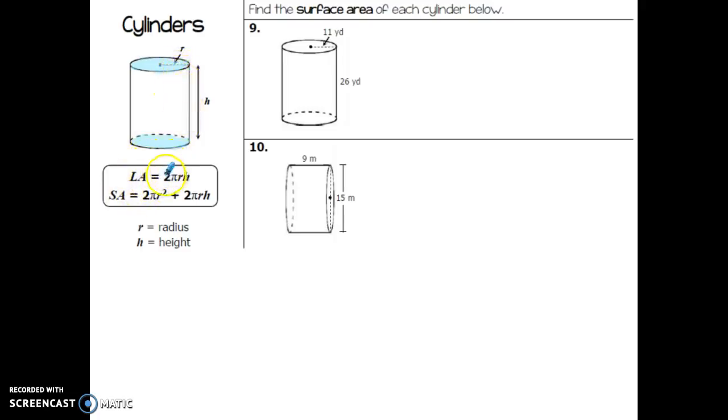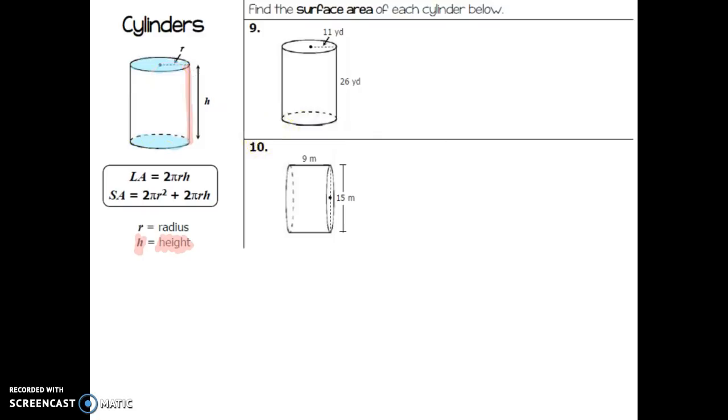The lateral area is 2 pi rh, but to find the surface area, we take that lateral area and then we add 2 pi r squared, where r is our radius and h is our height. The two bases are the same. And the height still stays the same, so the height is between those two bases. So keep that in mind while we're working on these.